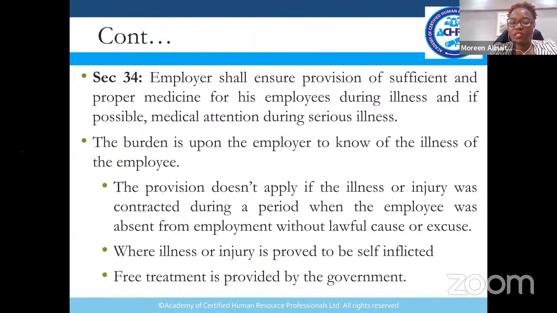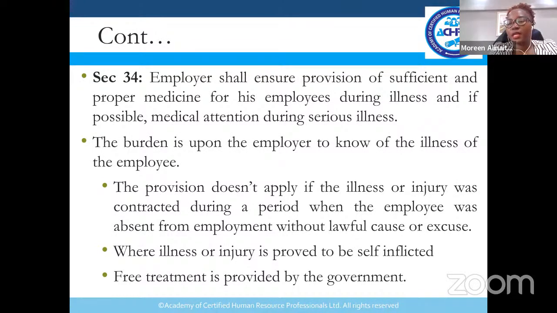Also, the employer is not expected to provide this medication if the illness or injury is proved to be self-inflicted. For example, if somebody harms themselves intentionally, it is not the fault of the employer that they did that. So they are not expected to provide for them a medication. This provision on medication also is not applicable if free treatment is being provided by the government.